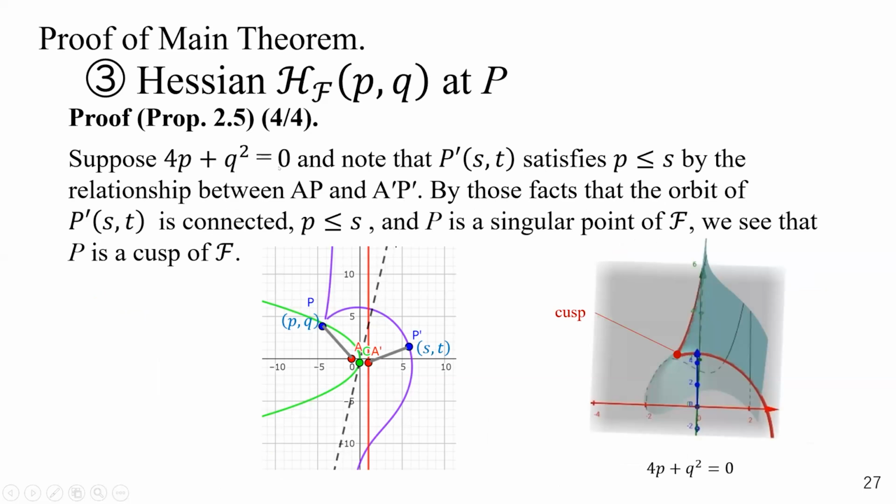When this term equals 0, notice that P prime(s, t) satisfies P is less than or equal to s by the relationship between AP and A prime P prime. By those facts, that the orbit of P prime(s, t) is connected, P is less than or equal to s, and P is a singular point of F, we see that P is a cusp of F.